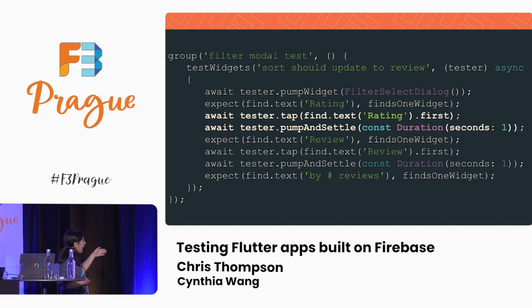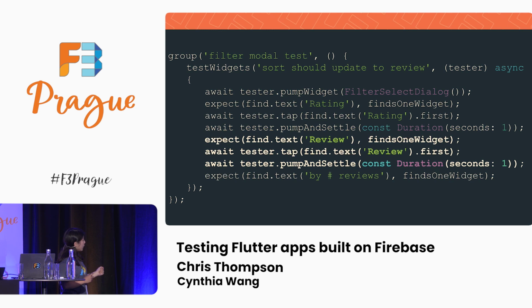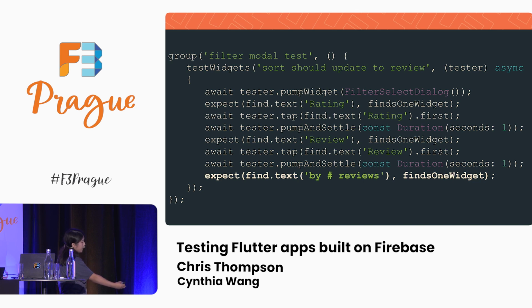That means that we can have our tester tap on the dropdown, which will reveal a selection of sort and rating. We want to perform the action using the pumpAndSettle function. So now we need to look for that review component from the dropdown selection. Then we'll have the tester perform another tap. And after these user interactions, the UI should now display by number of reviews. So if we find the widget that displays the text, that means we asserted and validated our widget.